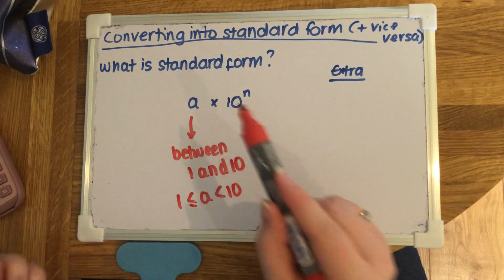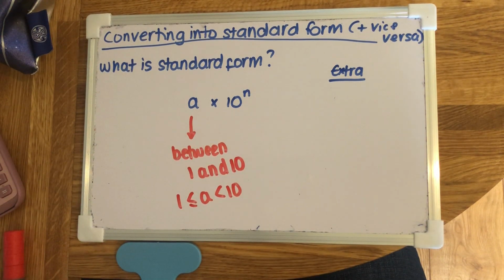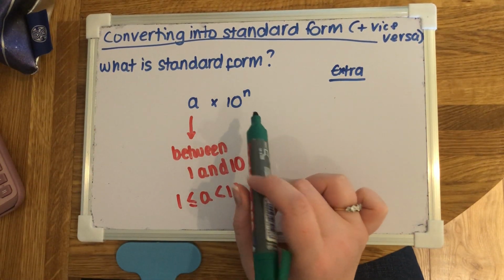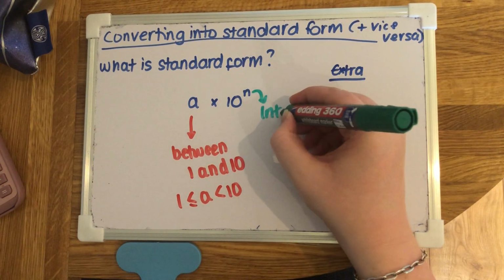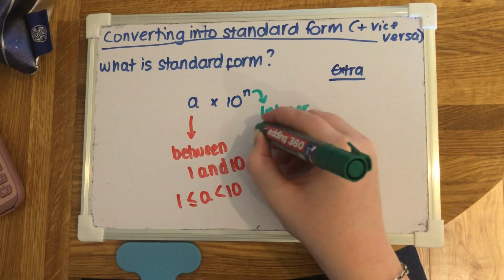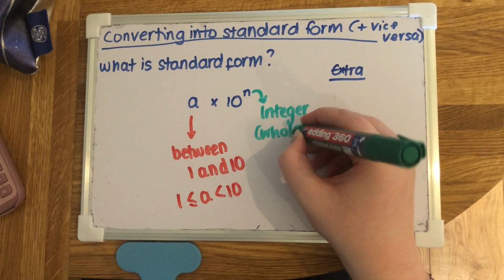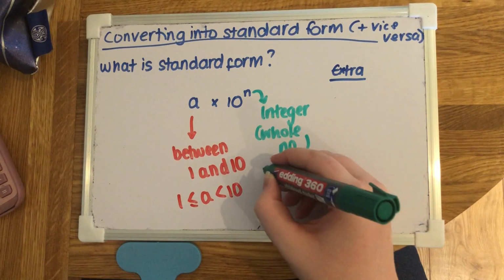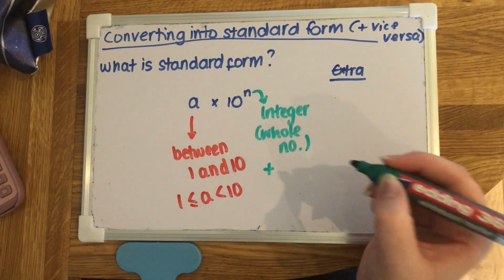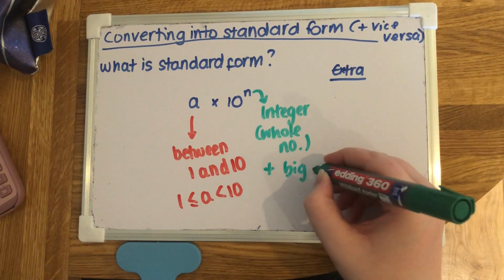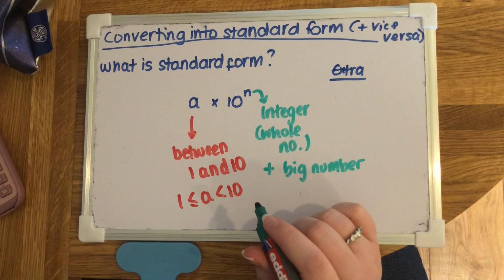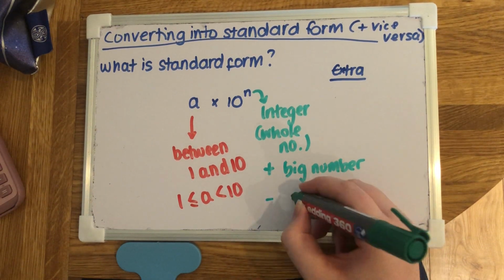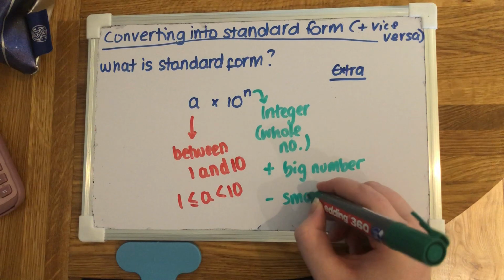And that's the second part that we come to in our standard form. Standard form is always a number multiplied by 10 to the power of something. Now this power will always be an integer. If you can't remember what an integer is, that just means a whole number. If it's positive, then it's going to be a big number, because that just means you're multiplying the number by 10 over and over again. If it's negative, it means it's going to be a small number.